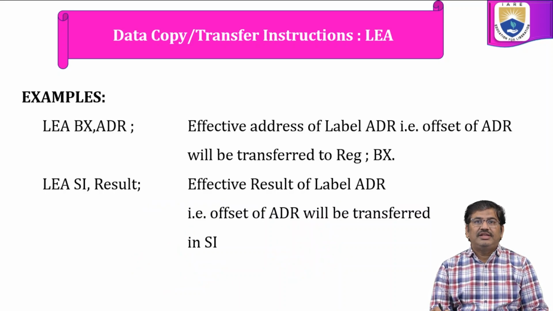An example for the LEA instruction is LEA BX, ADR. So here the address, which is nothing but the offset in the data segment for ADR, will be transferred into the register BX. LEA SI, result. Result is a variable name in the data segment. The effective address, that is the index offset value, is going to be loaded into the SI register.